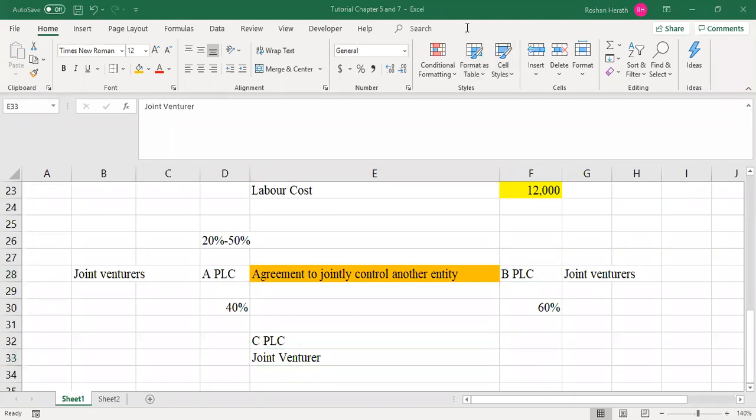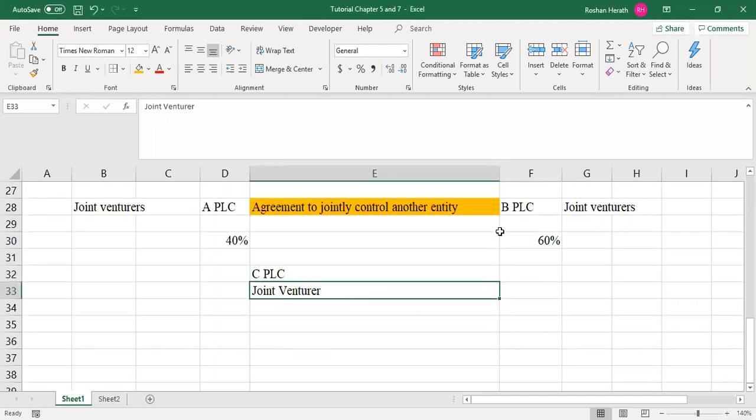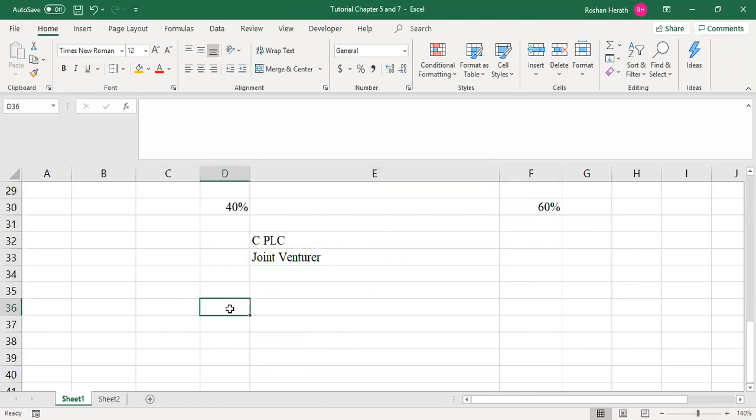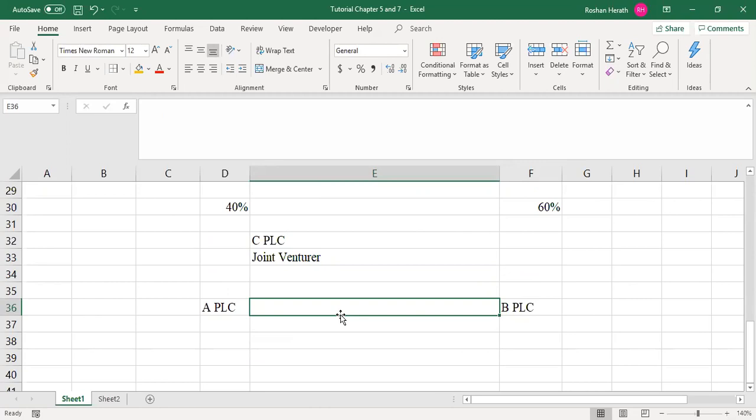That is one form, right? So in fact, when it comes to joint arrangements, there are two forms. One form is what we call a joint venture. Otherwise, it can be a joint operation. Like this: APLC is there, DPLC is there. They come into a kind of agreement to jointly control an operation. It's not a business, it's an operation.